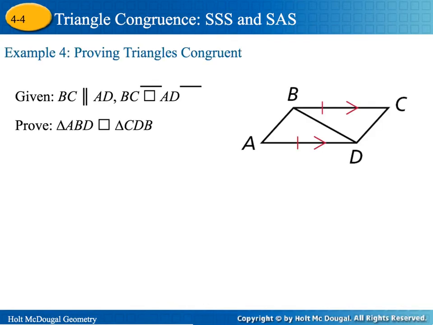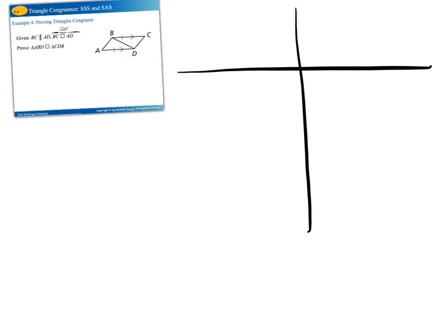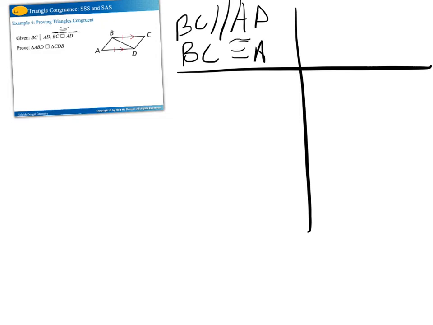Alright, so let's prove this. This is supposed to say a line above BC, a line above AD, and this is supposed to be the congruent sign there. So given BC parallel to AD, BC is congruent to AD. Again, that is marked for us in the diagram. How nice of them. Alright. So again, we've got BC parallel to AD. Again, this sideways L means parallel. And we've got BC congruent to AD. And that's given.